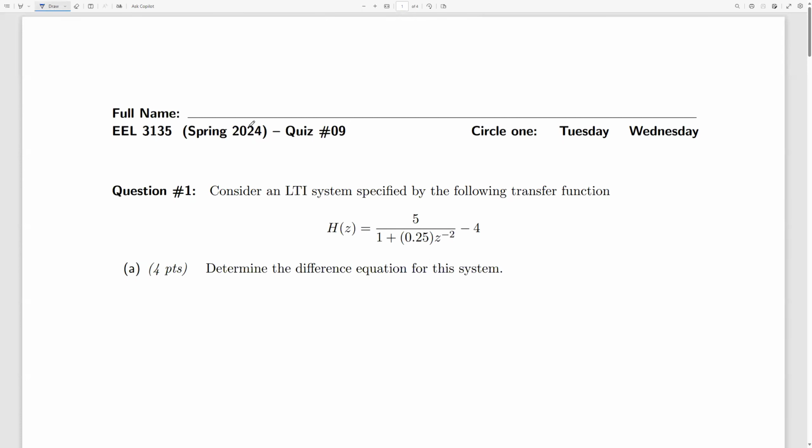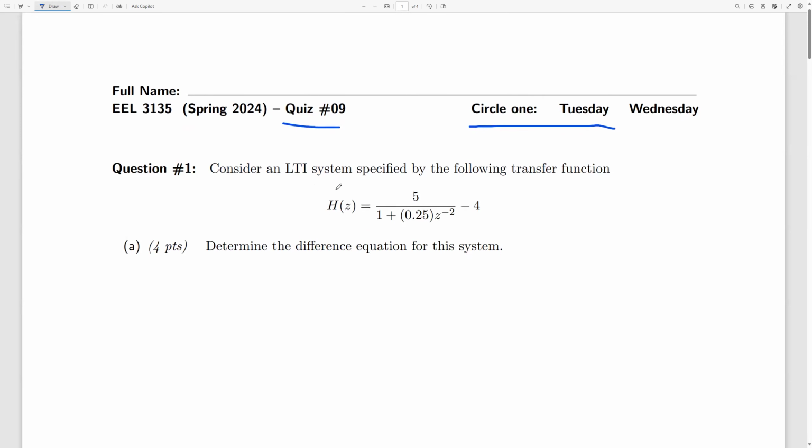This will be my quiz solutions for quiz 9 for Dr. Harley's Tuesday section, and this is a quiz related on the partial fraction decomposition week of Z transforms. So let's get to it.